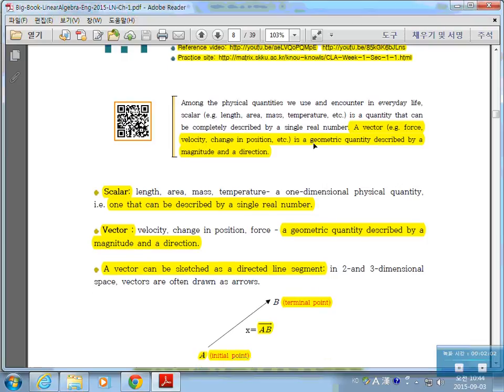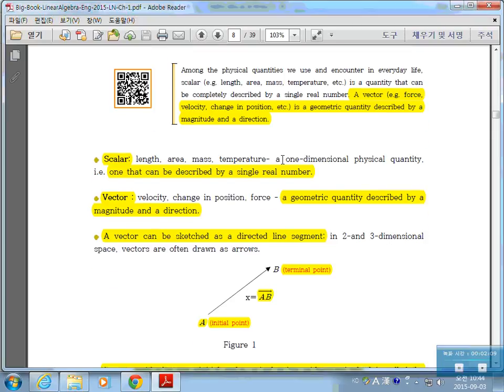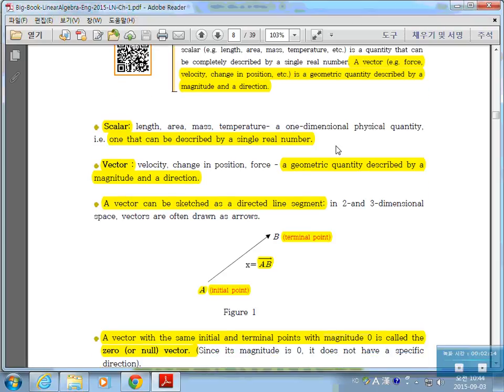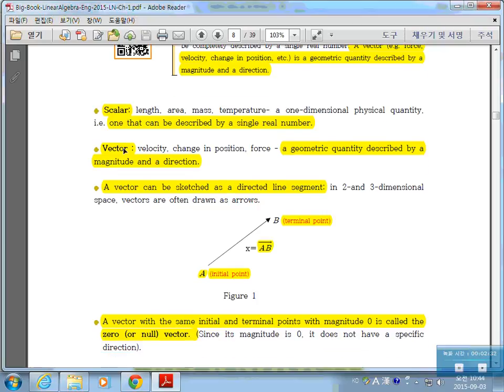First, a vector is a geometric quantity described by a magnitude and a direction. Okay, we will start with the concept of a scalar. A scalar is one that can be described by a single real number. Examples include length, area, mass, or temperature, etc. But a vector is a geometric quantity described by a magnitude and a direction.